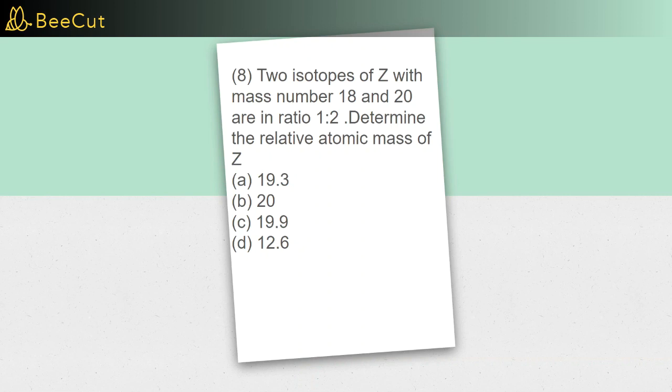The two isotopes of Z with mass numbers 18 and 20 are in ratio 1 to 2. Determine the relative atomic mass of Z. The relative atomic mass of Z is 19.3, which is A.